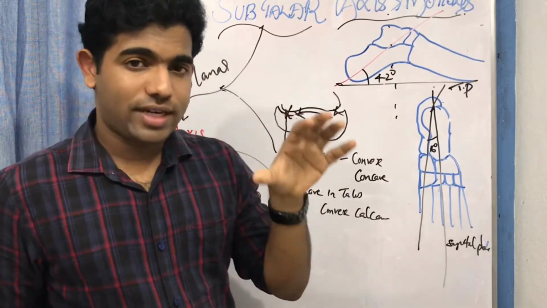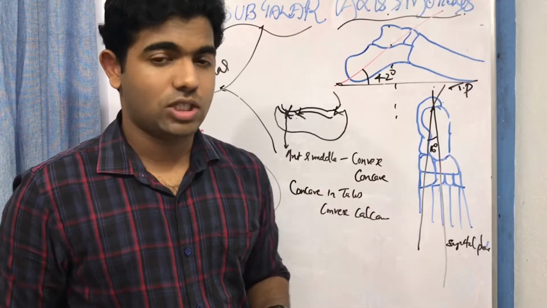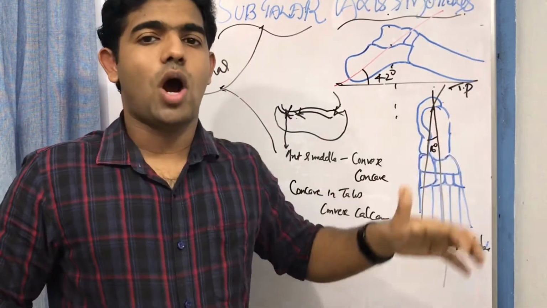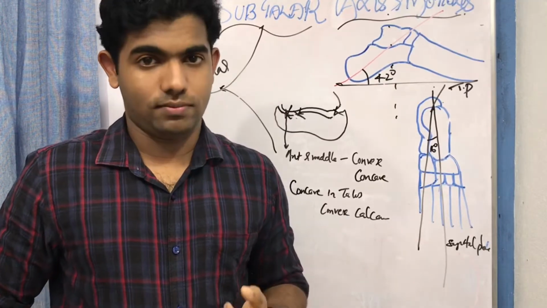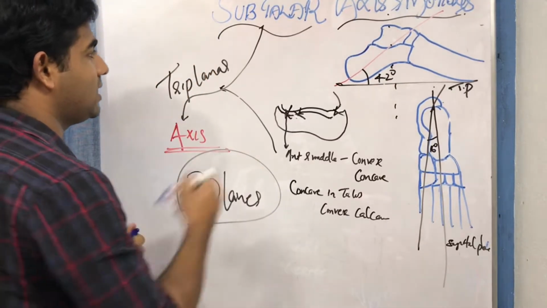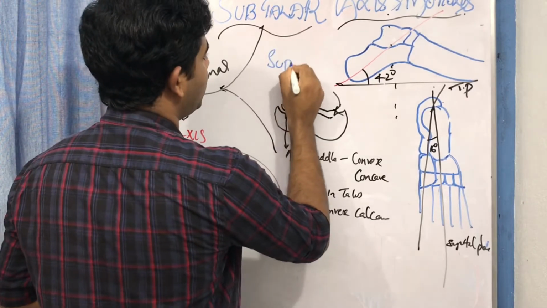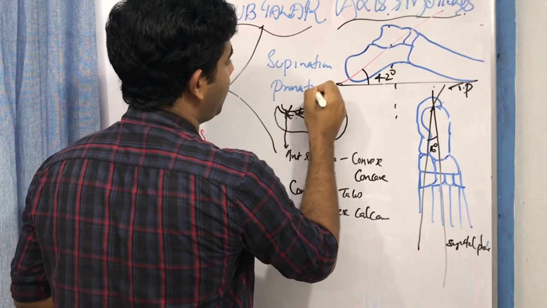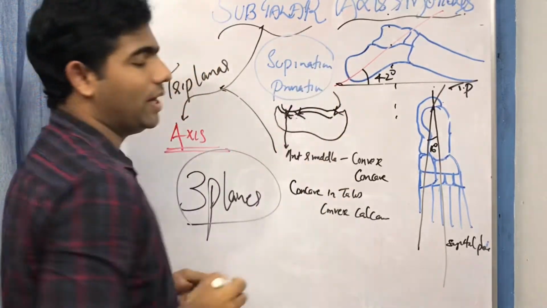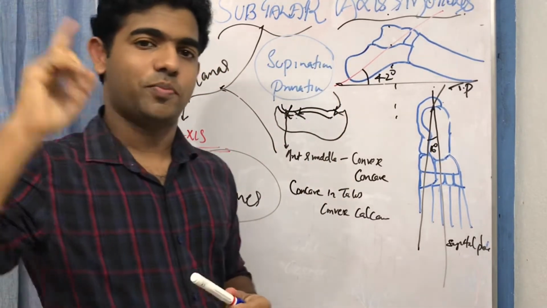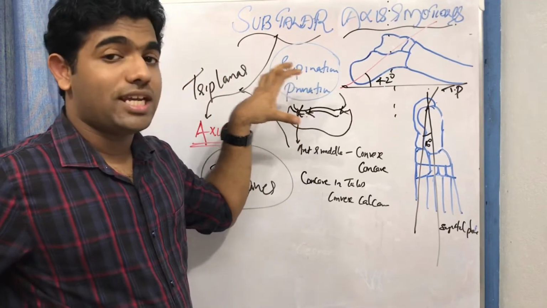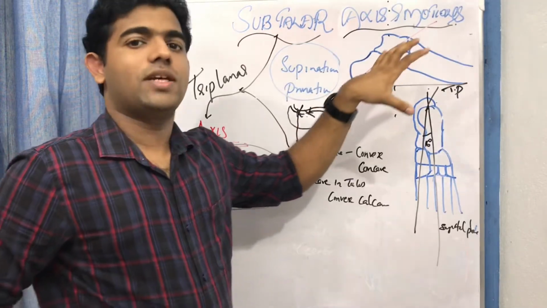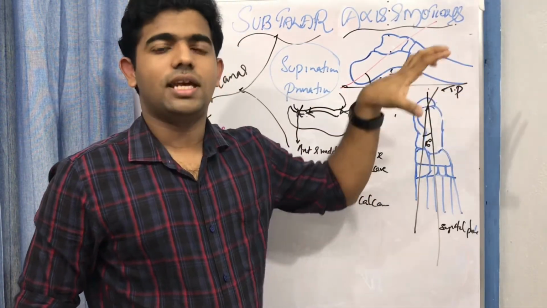The subtalar joint axis is 42 degrees from the transverse plane and 16 degrees from the sagittal plane. Of course, we don't focus on how far it is from the frontal plane. The motion that takes place in the subtalar joint is supination and pronation, because supination and pronation is a composite movement. If you remember the first video, it involves dorsiflexion, plantar flexion, abduction, adduction, and inversion, eversion.